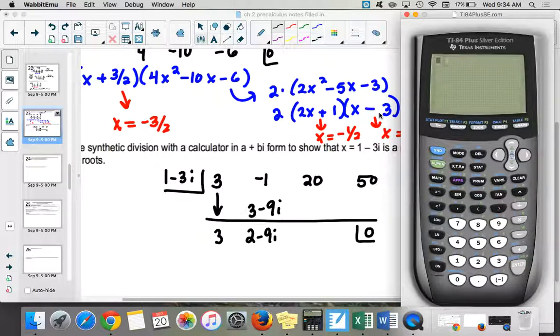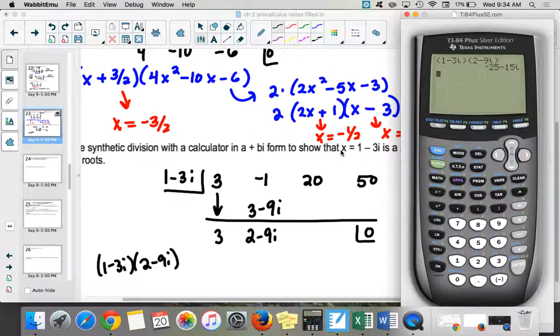Now do you see where it gets gross? Yeah, because you would have to do 1 minus 3i multiplied by 2 minus 9i off to the side, and you have to FOIL it out, get your i squared equals -1. But I'm going to let you use your calculator. So we have 1 minus 3i. The i is where the decimal point is. And then 2 minus 9i. So we multiply them, and we get -25 minus 15i.